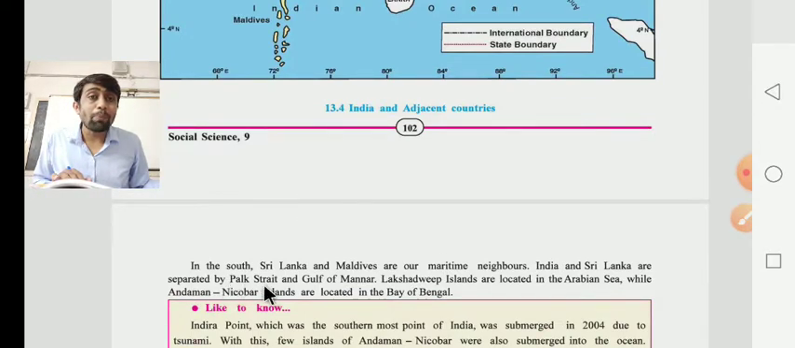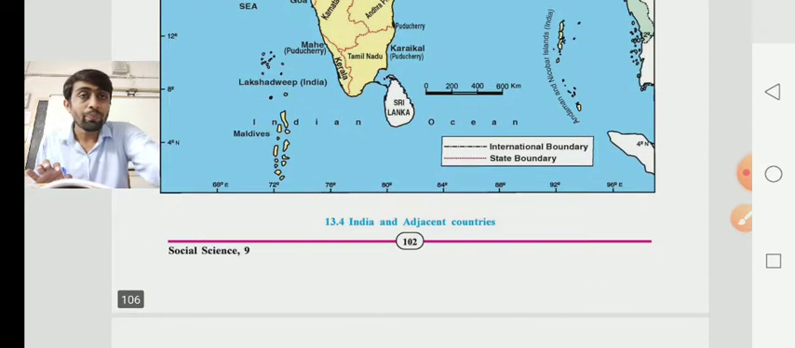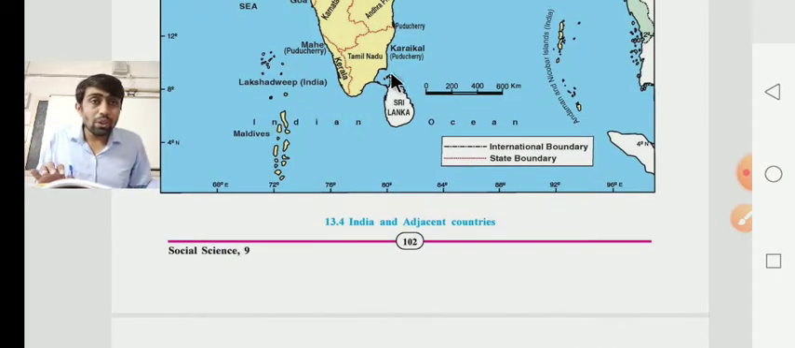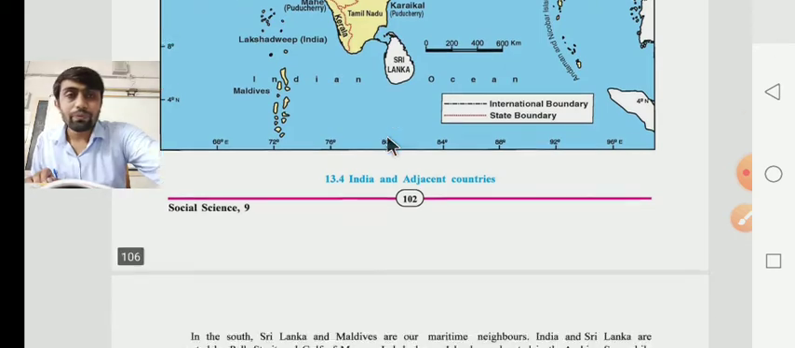are separated by the Palk Strait and the Gulf of Mannar. Now, dear children, India and Sri Lanka are separated by the Palk Strait and the Gulf of Mannar. Here the Gulf of Mannar is, here the Palk Strait is. That's why India and Sri Lanka are separated by this area.